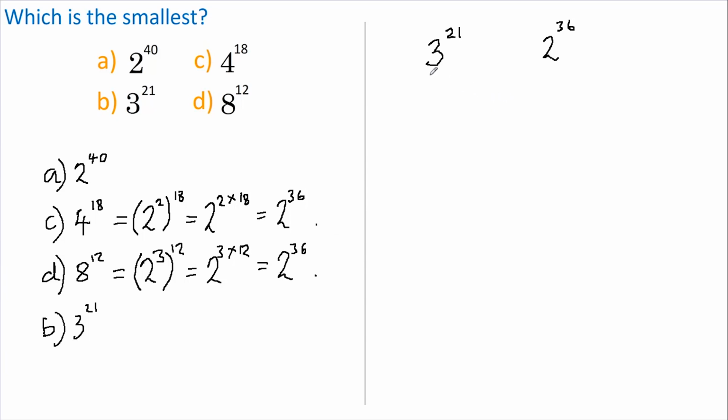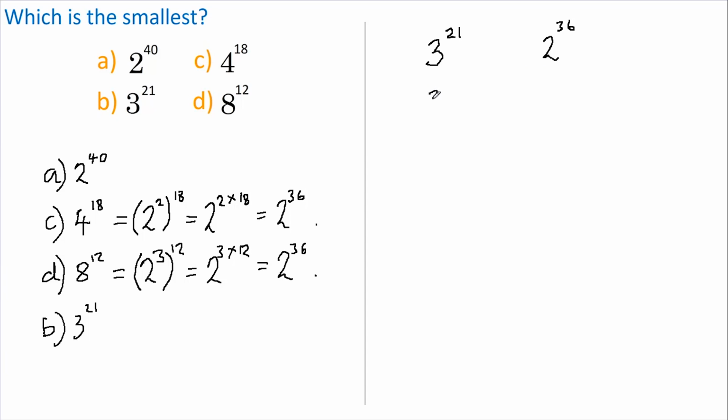The problem here is that the base 3 is higher than the base 2, but the power of 21 is lower than the power over here at 36. If we can get the power and the base on one side to both be lower, then we have our answer. So how are we going to do this? Well, let's look at the 3 power table.